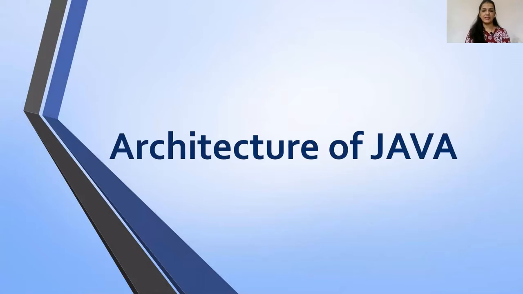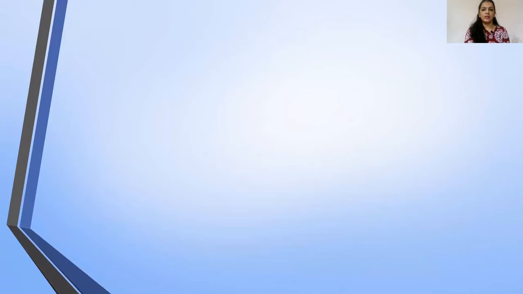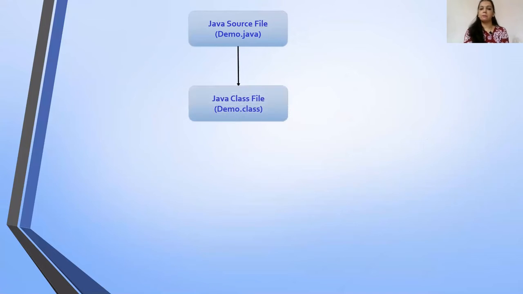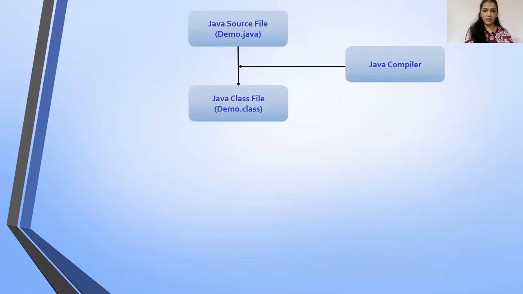So let's start with Java architecture. Basically, your Java source file is converted by the Java compiler to the class file. If I consider the name of my Java file is demo.java, the Java compiler will compile the Java source file and it will be converted to the demo.class file.